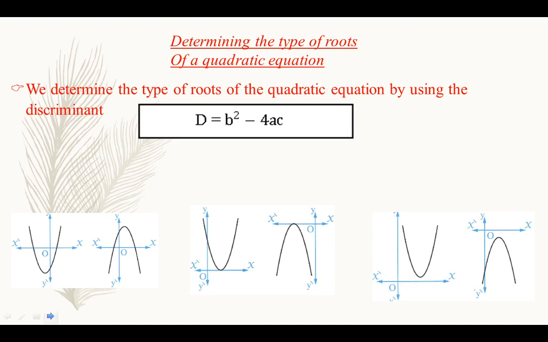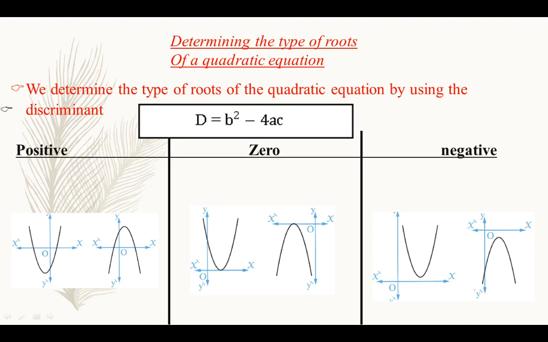If you remember the general formula of the quadratic equation, x equals negative b, positive or negative, square root of b power 2 minus 4ac over 2a. This part, b power 2 minus 4ac, will be denoted by the symbol d, which is called the discriminant of the quadratic equation. Now we have three cases.